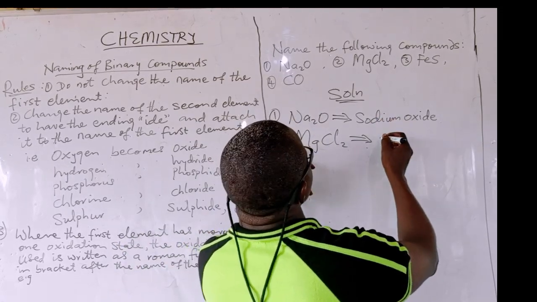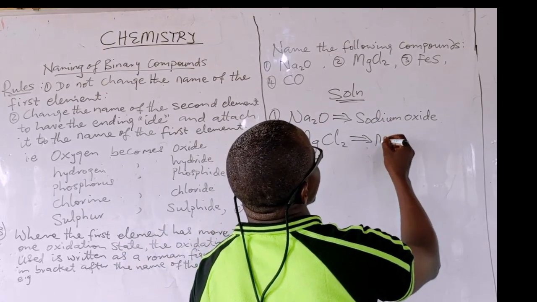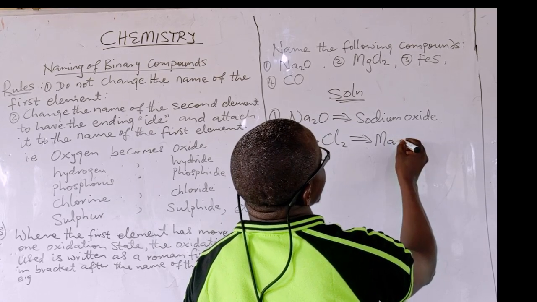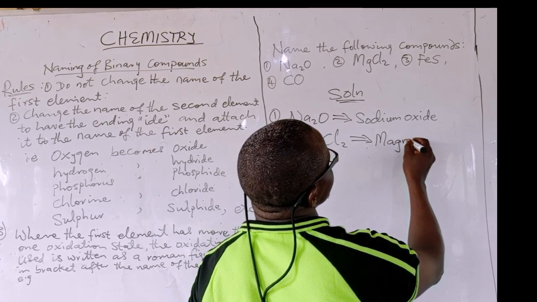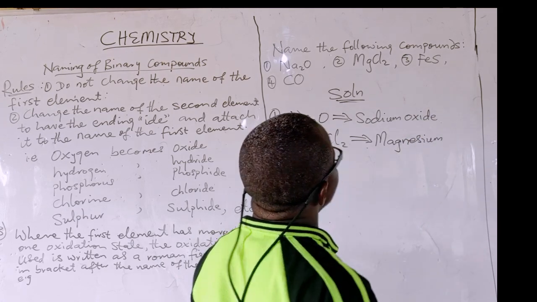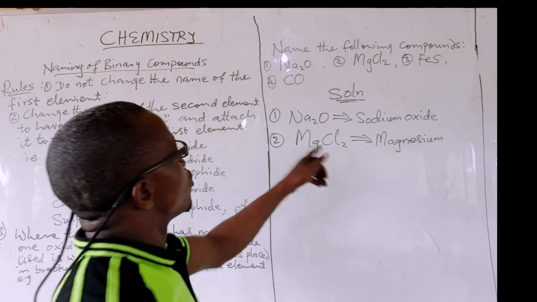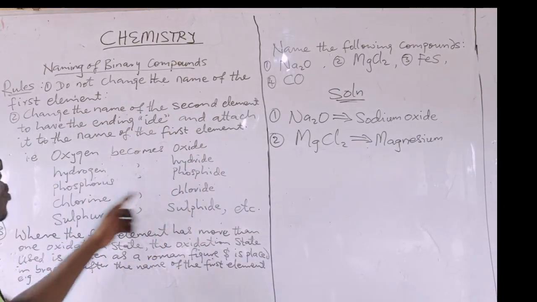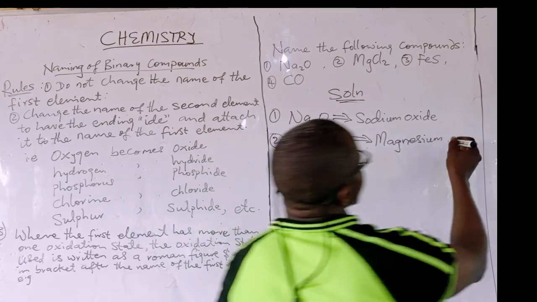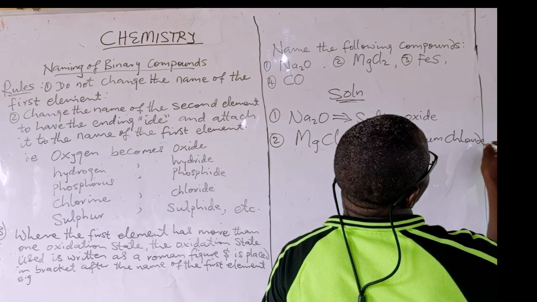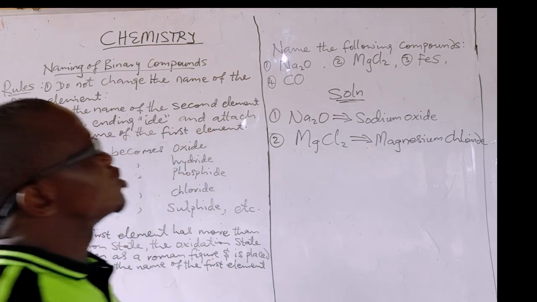The name is magnesium. I'll write the name because rule number 1 says I should not change the name of the first element. Magnesium. Rule number 2 said I should change chlorine to what? Chloride. So I'm done. Magnesium chloride.